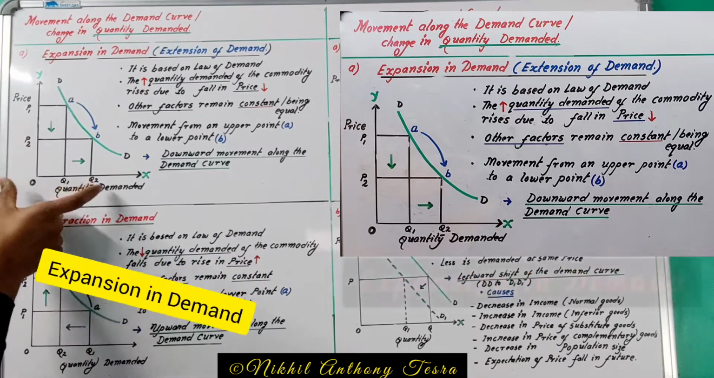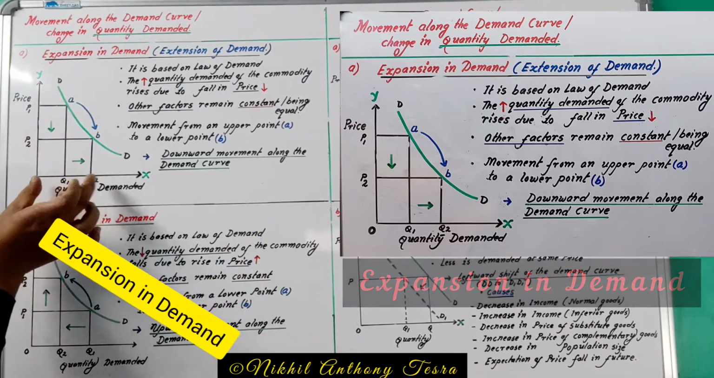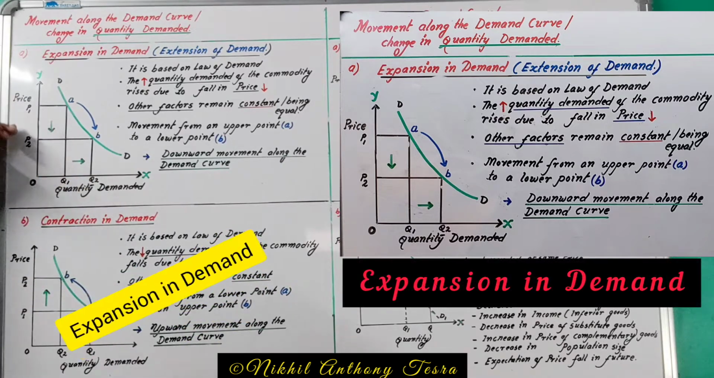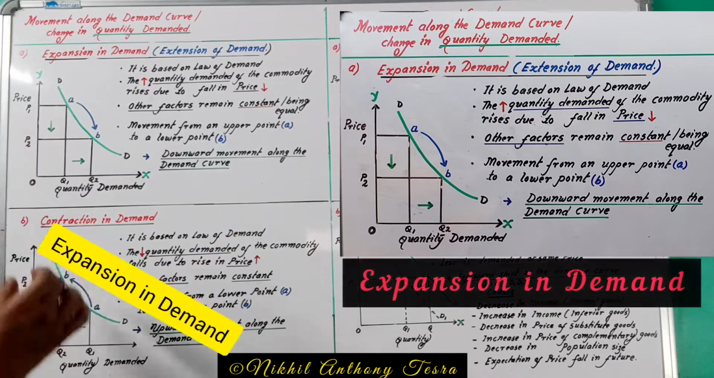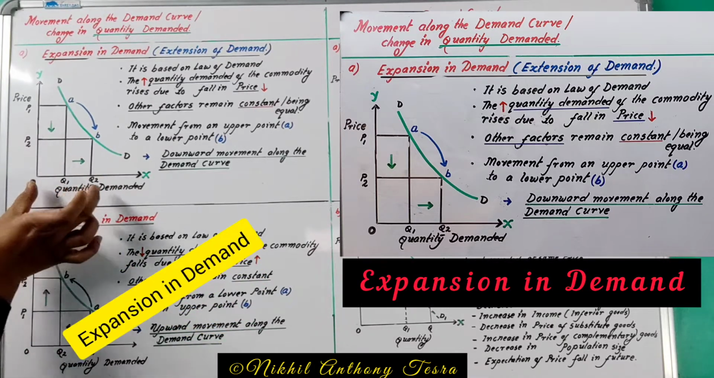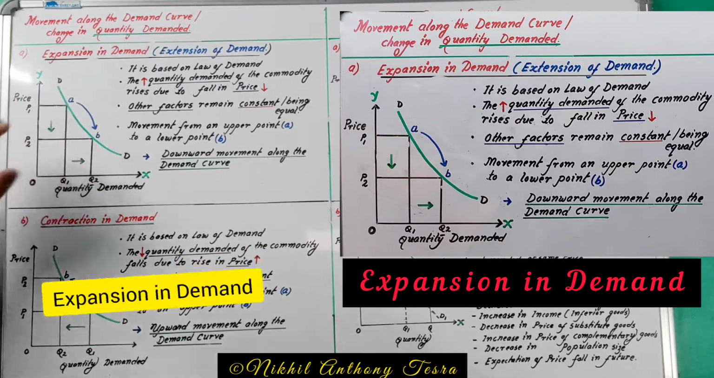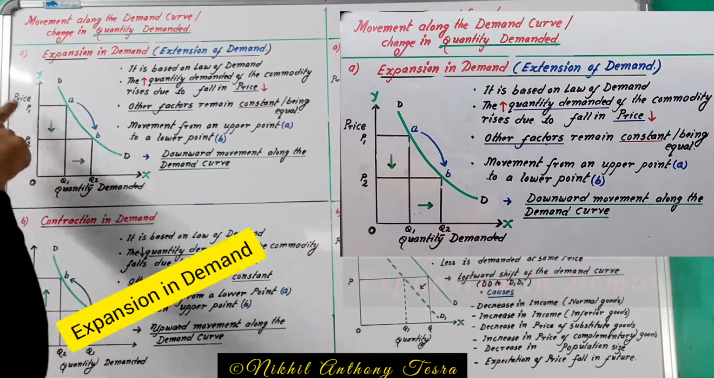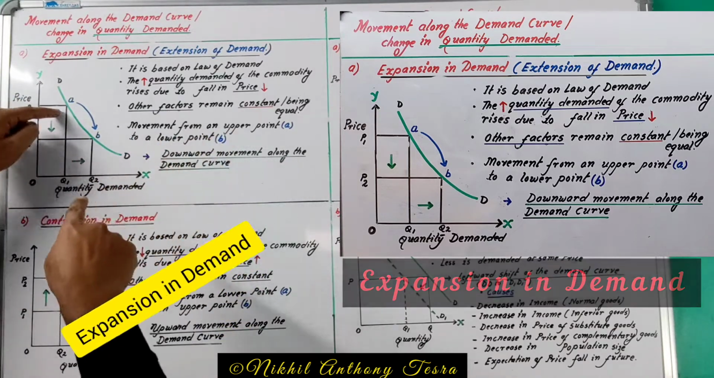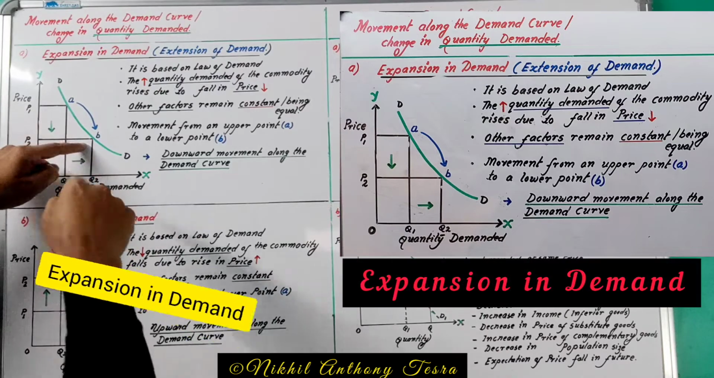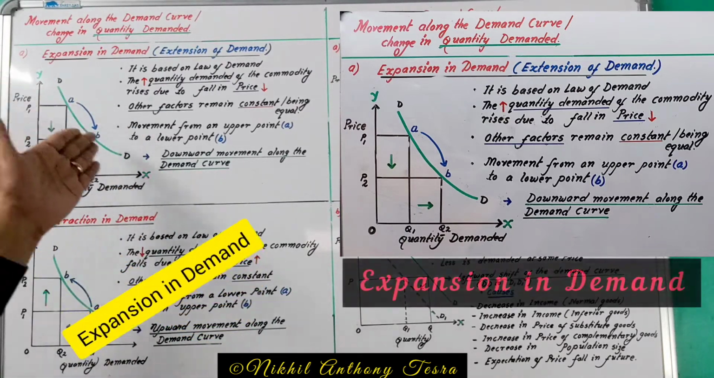I repeat, the quantity demanded needs to be expanded, increased. So to increase the quantity demanded, there is a fall in price. The price has been reduced from OP1 to OP2 and quantity demanded increases from OQ1 to OQ2. Initially we were at point A and now we are at point B. So there is a movement from point A to point B, from an upper point A to a lower point B. This is also known as downward movement along the demand curve.